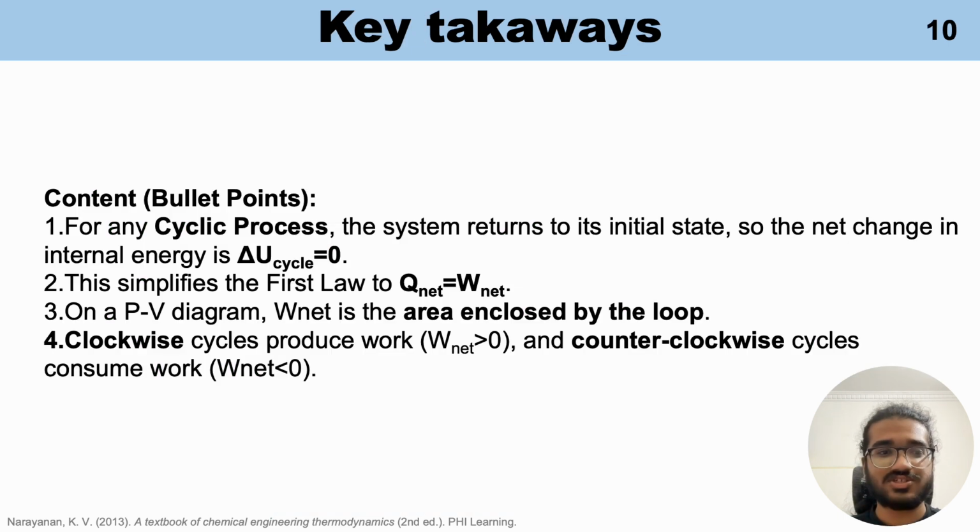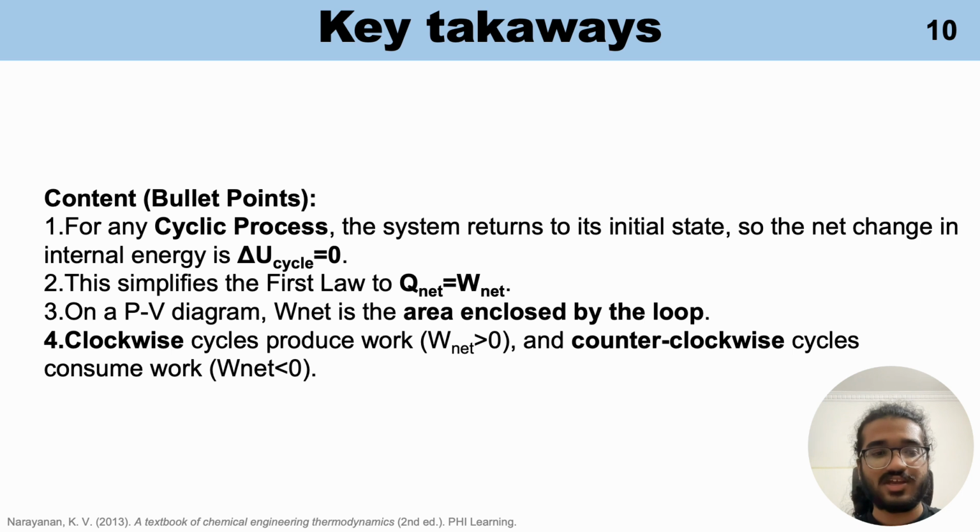To summarize today's session, for any cyclic process, the system returns to its initial state. So the net change in internal energy for a cyclic process will be 0. This simplifies the first law, saying the heat transferred net is equal to the work done net.